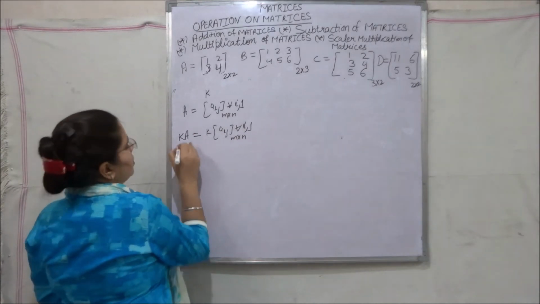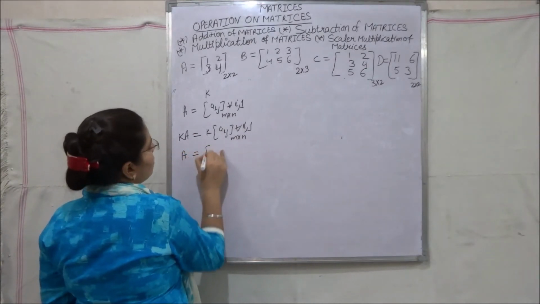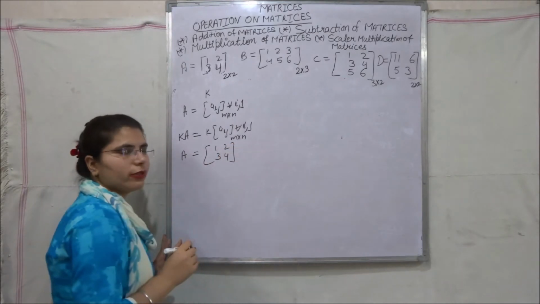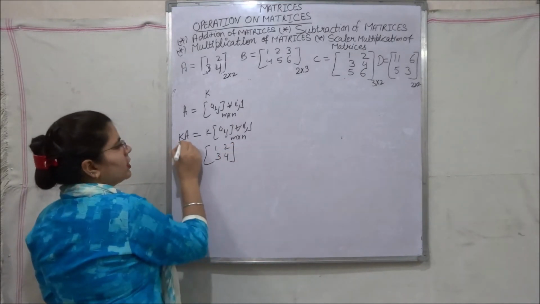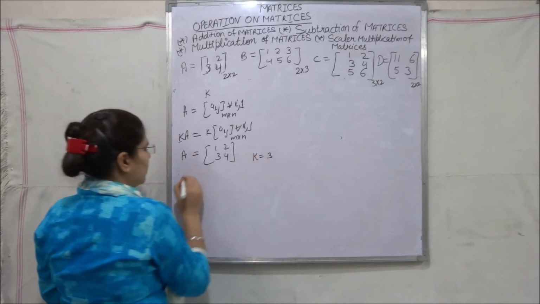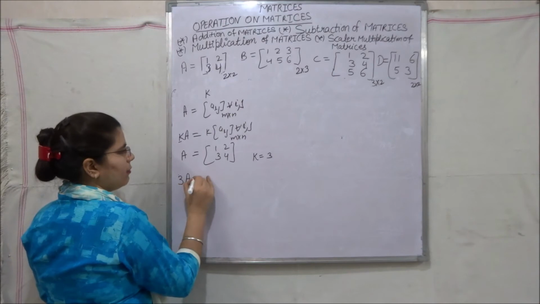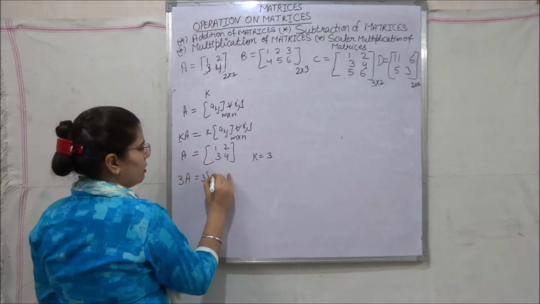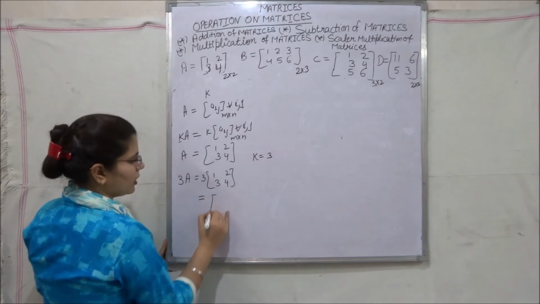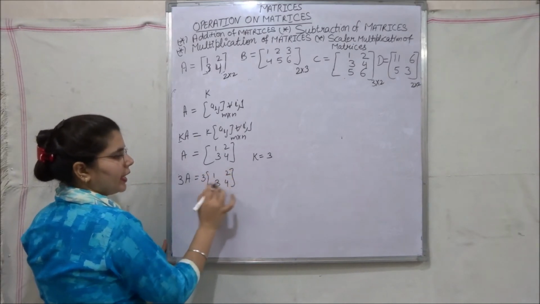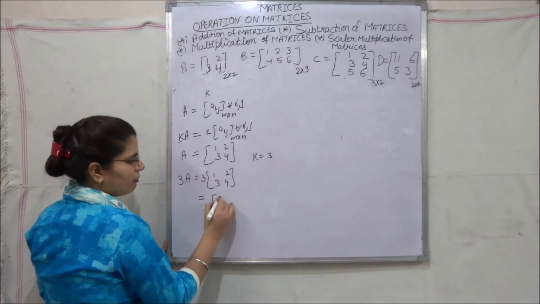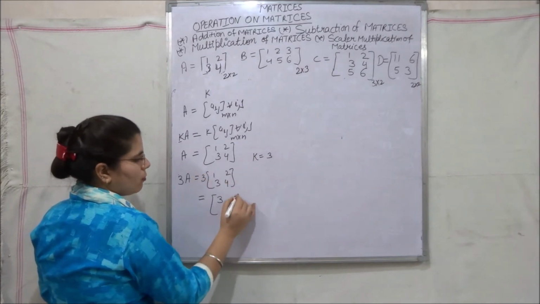Now let us suppose matrix A is [1, 2; 3, 4] as it is given to us. Let us suppose K is any number, 3. Then 3 multiplied by A will be 3 times [1, 2; 3, 4]. So after solving, 3 will be multiplied by each element of this matrix. That is, 3 multiplied by 1 will be 3, 3 multiplied by 2 will be 6.